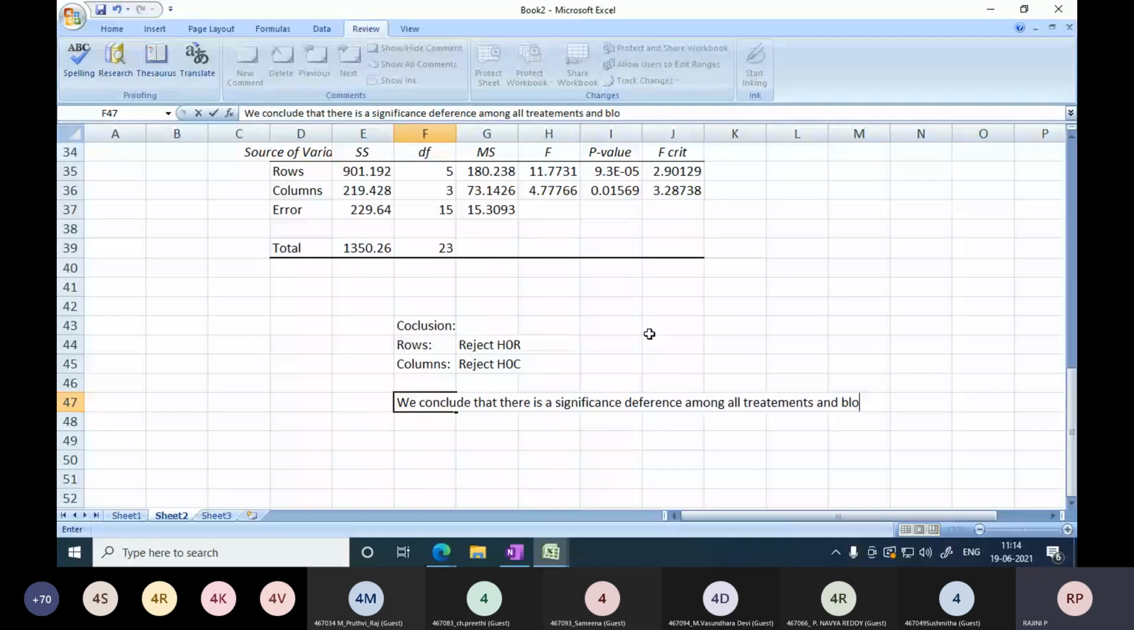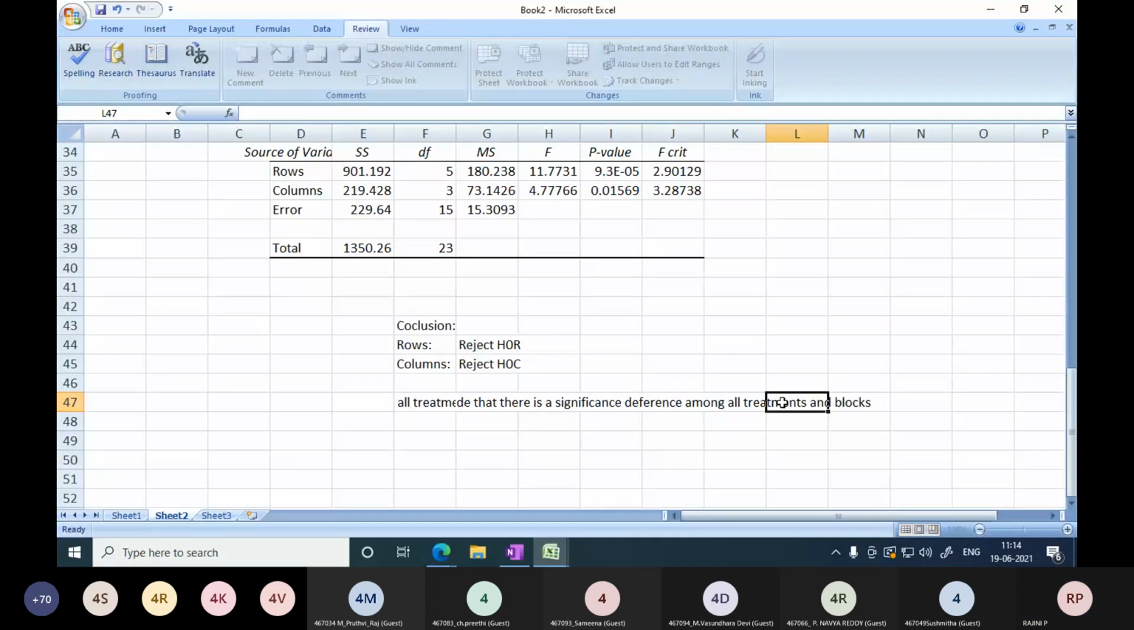Is it clear? Yes, ma'am. Any doubt in this one? No, ma'am. Please practice this one. If you get any doubt, please let me know in tomorrow's class. In today's class, we finished RBD and CRD. CRD is nothing but one way and RBD is nothing but two way. So we finished the first 4 practicals.